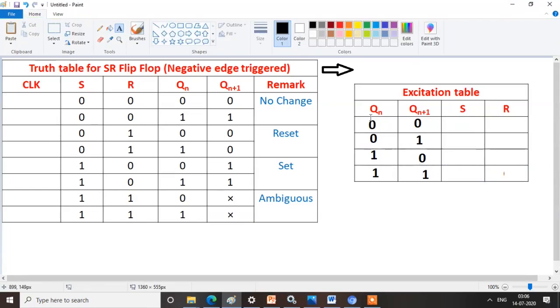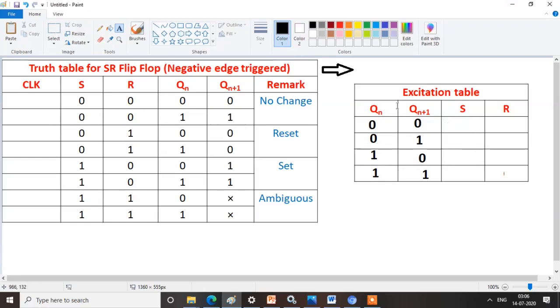Now consider the first row of this excitation table. What does this first row say? The present state of the SR latch is 0. I want the next state of the SR latch as 0. So for that, what should be the values of S and R? Are you getting what this first row of the excitation table says? The present state of the SR latch is 0 and I want the next state of the SR latch again as 0. So for that, what input should we apply to S and R?